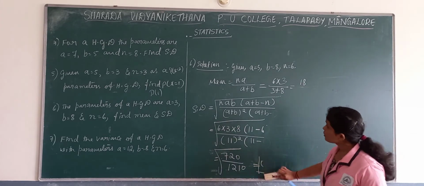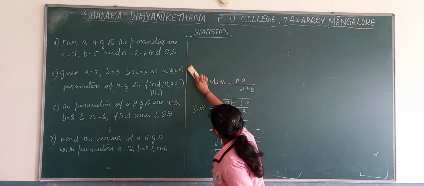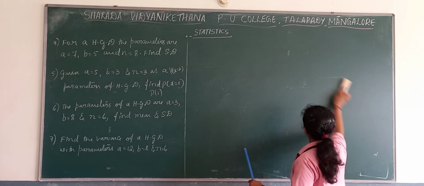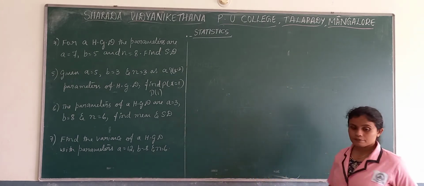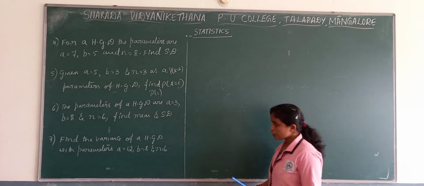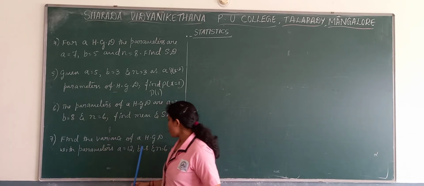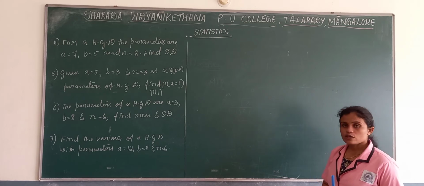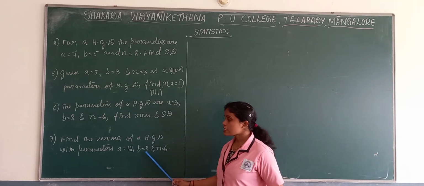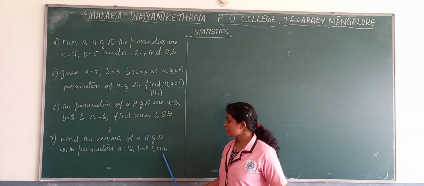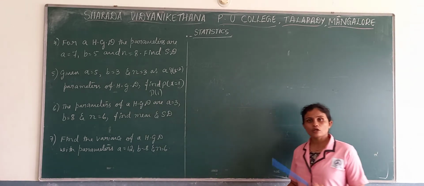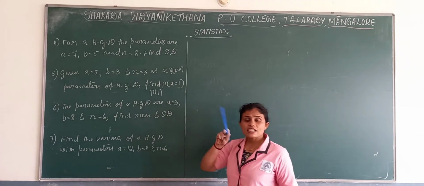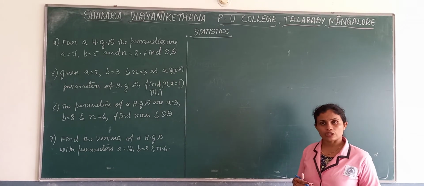Read the problem. Find the variance of a hypergeometric distribution with parameters a is equal to 12, b is equal to 8 and n is equal to 6. We need to find out variance. Variance is nothing but the same formula we use for standard deviation, just we are not applying the root into the formula.